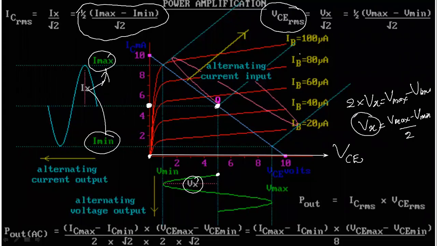Then substitute this Vx into this equation. If you know the peak value and divide it by √2, you are computing the RMS value. So you have a relationship for the RMS, and you can represent that RMS value like this. Now you have computed the RMS values for the VCE and IC on the output side, the output-side voltages and currents.